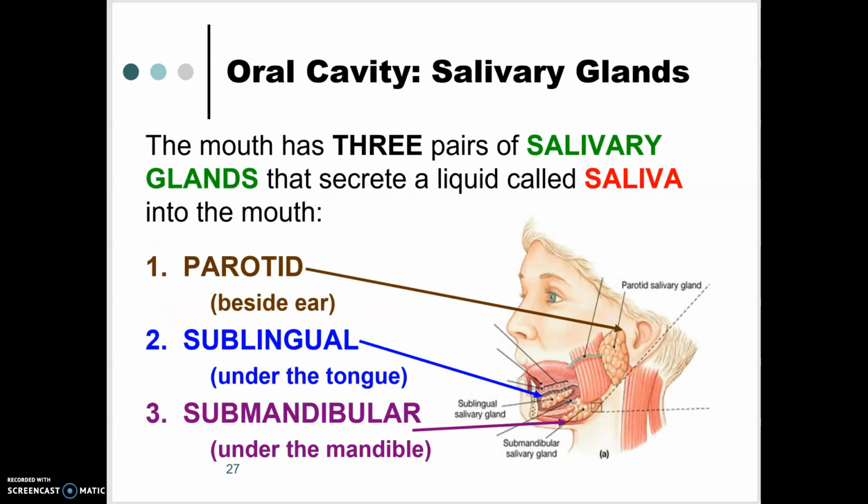Now, the mouth has 3 pairs of salivary glands, and those glands are going to secrete the saliva that we just talked about. We have a set of glands called the parotid salivary glands. We also have the sublingual and the submandibular.